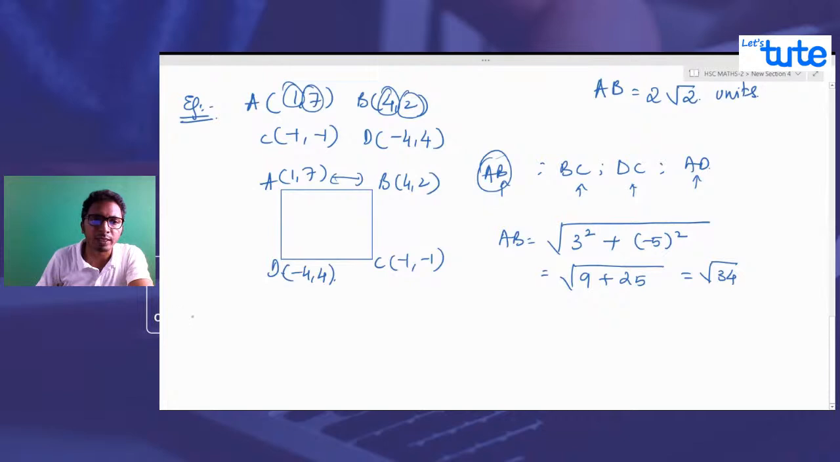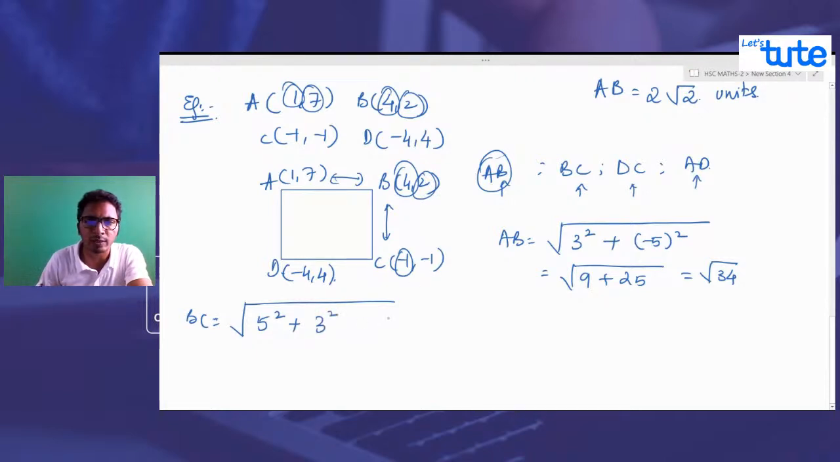Now let's go for BC. For BC, we are going to use these 2 points, correct? So the square root of (x2 minus x1): 4 minus of -1 is +1, so we get 5 squared, plus 2 minus of -1 is 2 plus 1, which is 3 squared. So we are getting 25 plus 9, which is the square root of 34. Great. The length of AB and the length of BC are matching.